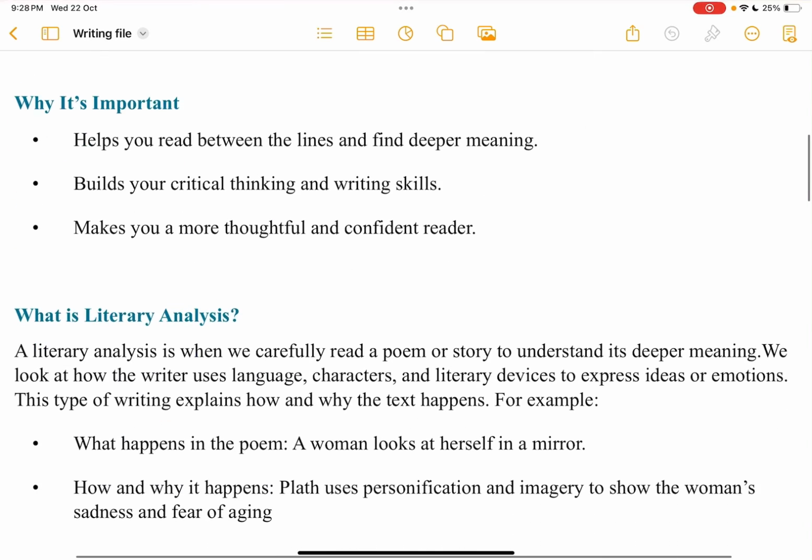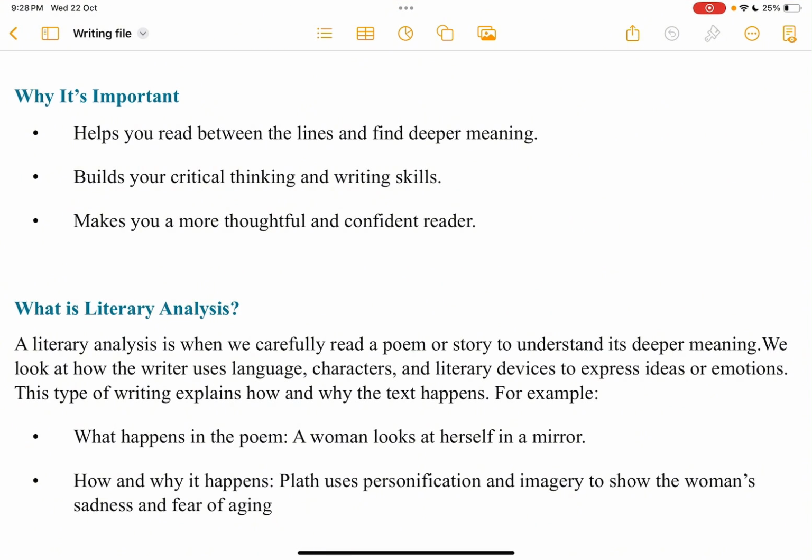Why is it important? Because it helps you read between the lines to find deeper meaning, and build critical thinking and writing skills. It makes you a more thoughtful and confident reader.